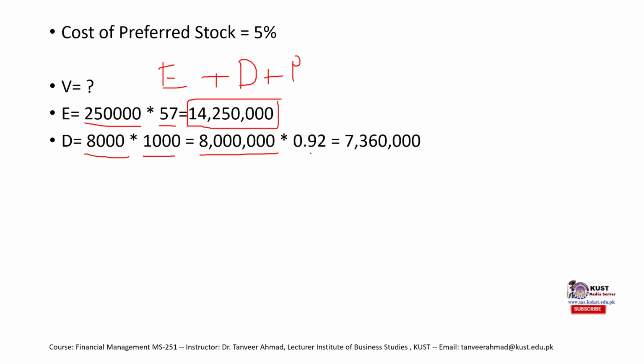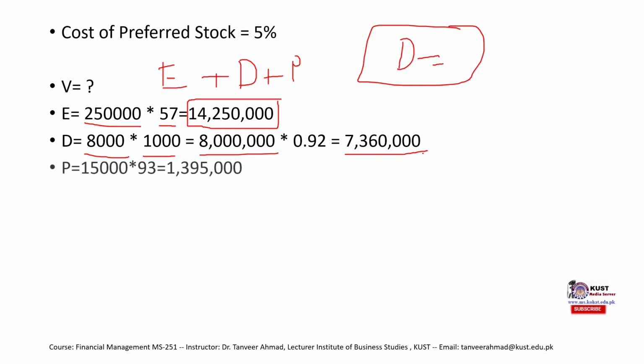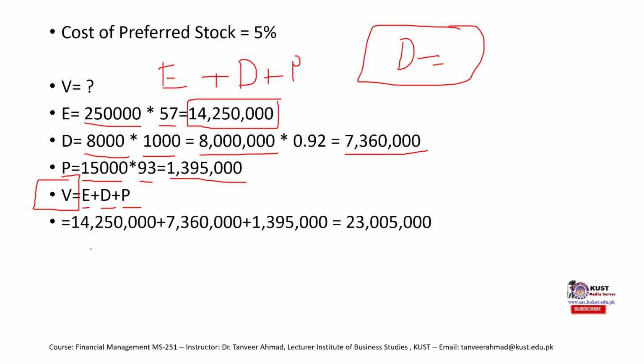But currently it is being traded at, remember D is the market value, so not the book value. Book value is 8 million, but it is currently being traded at 92% of the par value. So 92% of the par value is 7.3 million. Then preferred stock, we have issued 15,000 shares and currently they are being traded at 93 rupees. So 1.3 million. V is the total capital, and that would be equal to equity plus debt plus preferred stock. We add all these amounts, so we get the total amount.